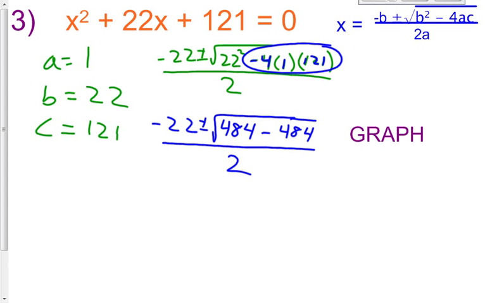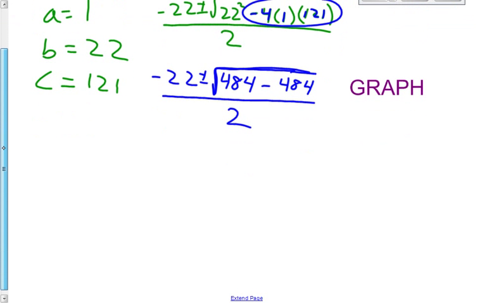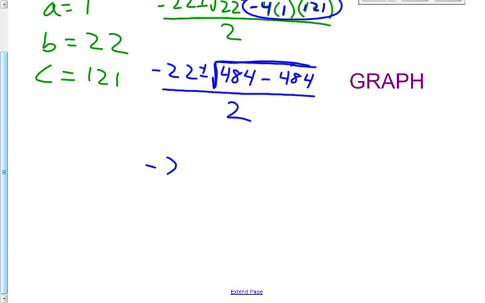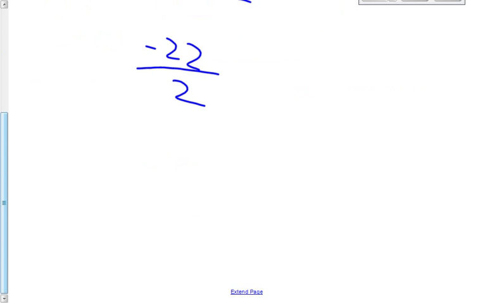So underneath the radical, you have 484 minus 484. You get the square root of 0. Negative 22 plus or minus the square root of 0 is just 0. So it's negative 22 divided by 2. This one is very interesting because all you get is x equals negative 11. You don't need the plus and minus anymore because 0 is neither positive nor negative. It is just 0. So x equals negative 11.